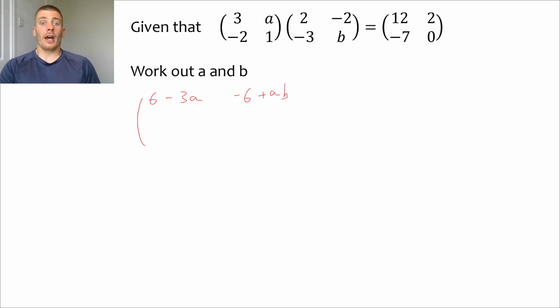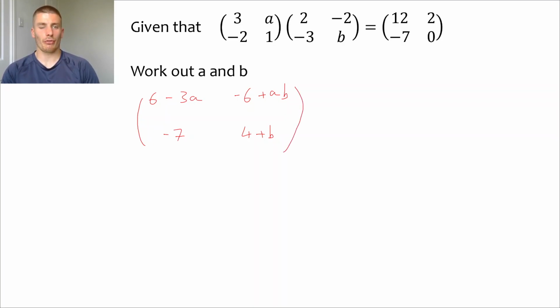I then do the second row with the first column. So minus 2 times 2 is minus 4, and 1 times minus 3 is minus 3. So minus 4 take away 3 gives you negative 7. I've then got the second row with the second column. So negative 2 times negative 2 is 4, and 1 times B is plus B. So I've got 4 plus B down here.